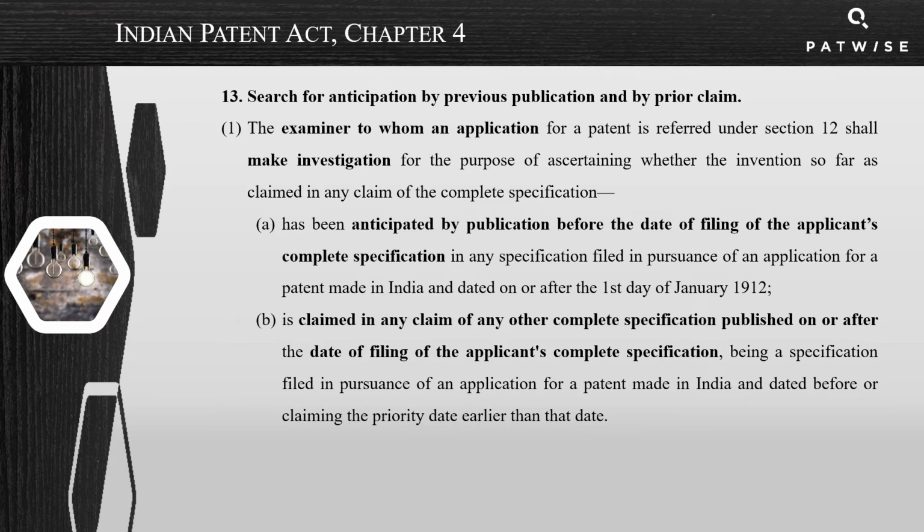So the examiner under section 13.1 looks for anticipation by previous publication in any Indian patent documents before the date of filing of the applicant's claim. He also looks for prior claim in any patent document published on or after the filing date of the applicant's claim, but where the document claims an earlier priority.